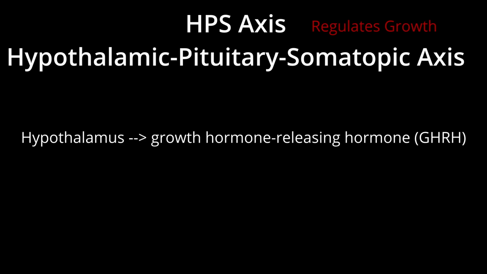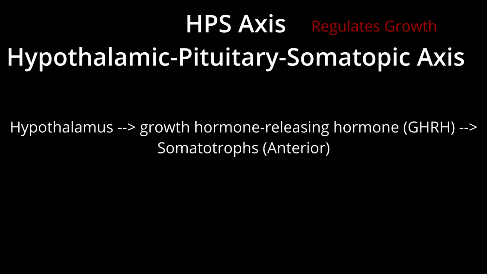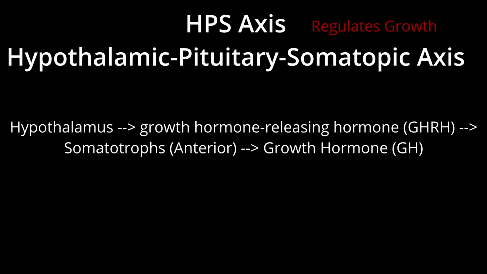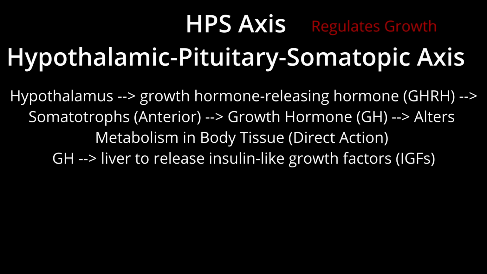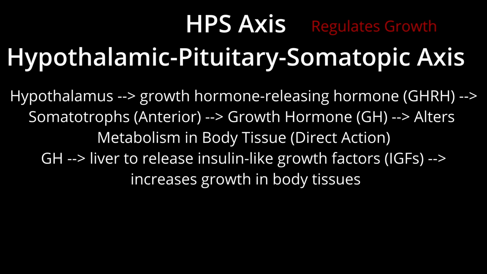This is where it gets complicated. The HPS axis, also known as the hypothalamic pituitary somatotropic axis, basically focuses on growth. The hypothalamus releases growth hormone releasing hormone, GHRH. The GHRH activates somatotrophs in the anterior pituitary, which release growth hormone, GH. GH alters metabolism in the body as a direct action. The indirect action is that it causes the liver to release insulin-like growth factors, IGFs. The IGFs increase growth in body tissue.